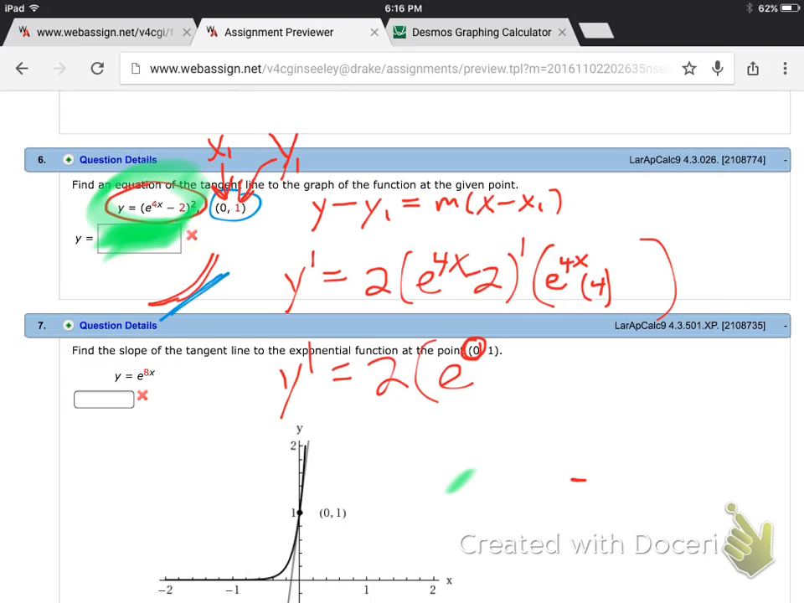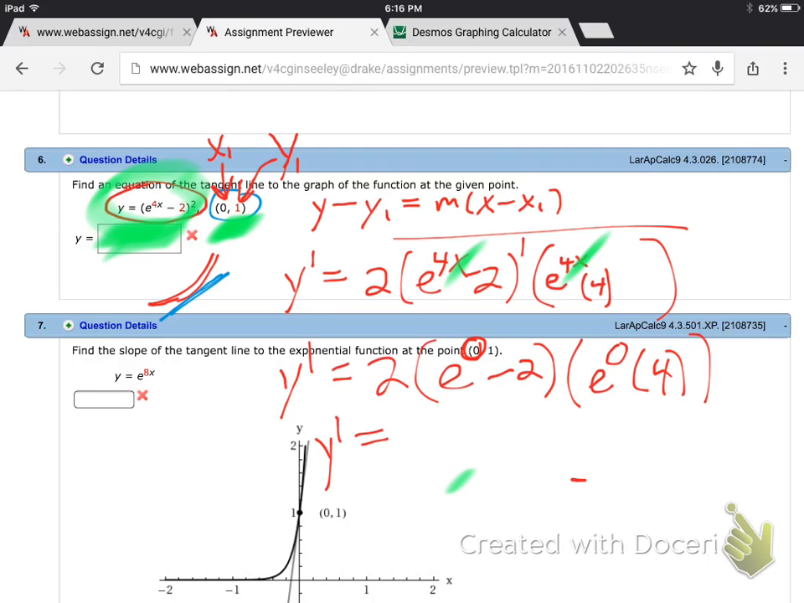The point that we're given is an x and y coordinate point, but I'm only going to put in the x because that's what I have in my derivative. I just put in what I have available to me. So e to the 0 minus 2, because I put x is 0 into my derivative, and then e to the 4x, if I put 0 in there, again is e to the 0, and then times 4. I didn't simplify or go beyond my original derivative. I'm just plugging 0 in for x.